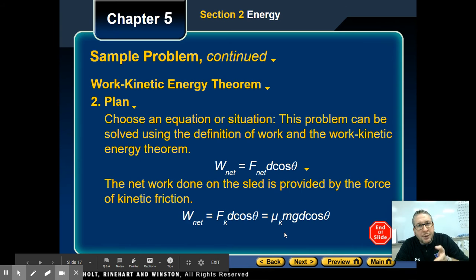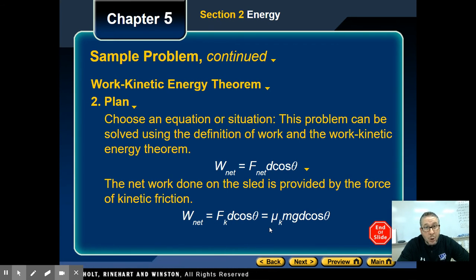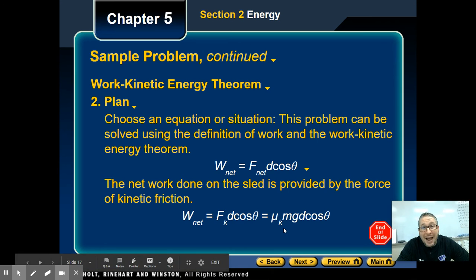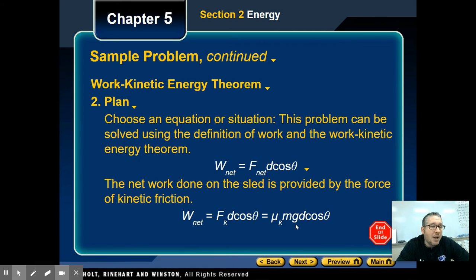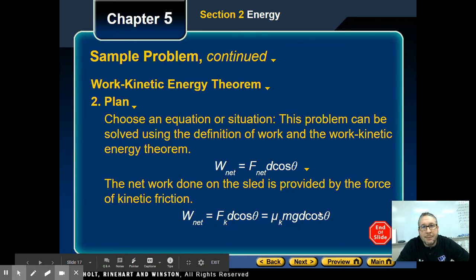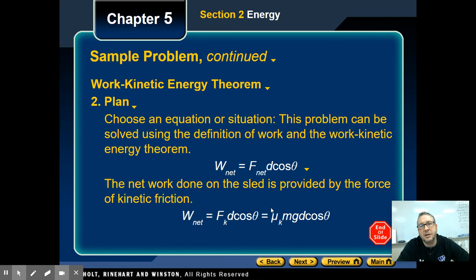But if we really wanted to break this down, the force of kinetic friction can be solved by taking the coefficient of kinetic friction, that mu k, multiplying by the mass, multiplied by the gravity, okay? And then we take those and multiply it by d cosine theta. So basically we just took the force equation and broke it down into mass and acceleration due to gravity, and included the coefficient of kinetic friction, because that is our force in this instance.